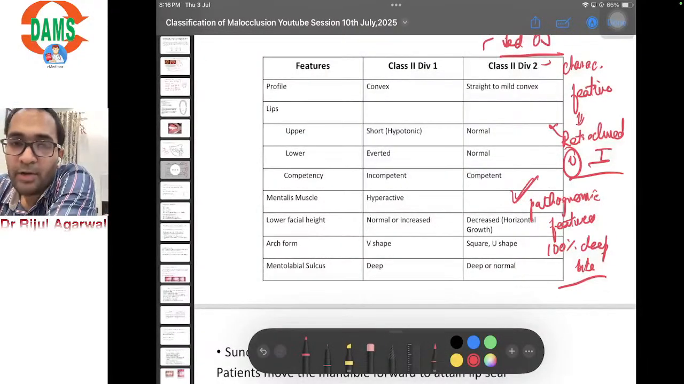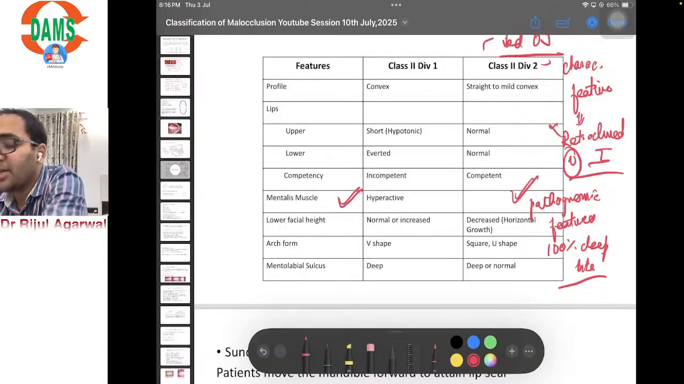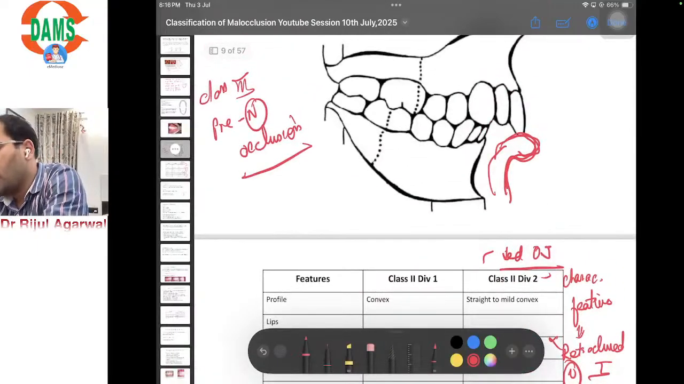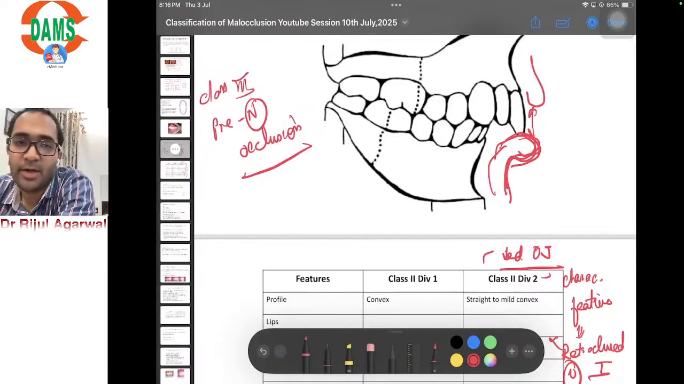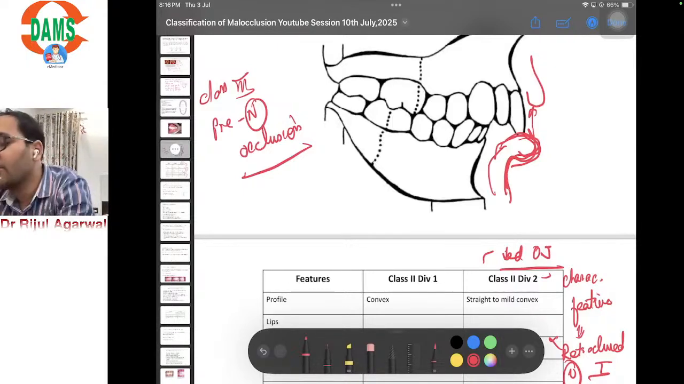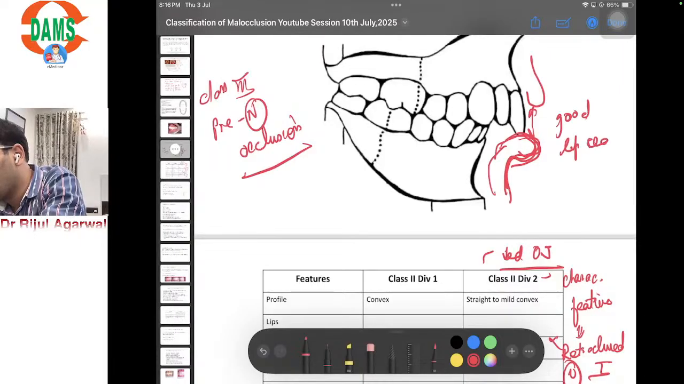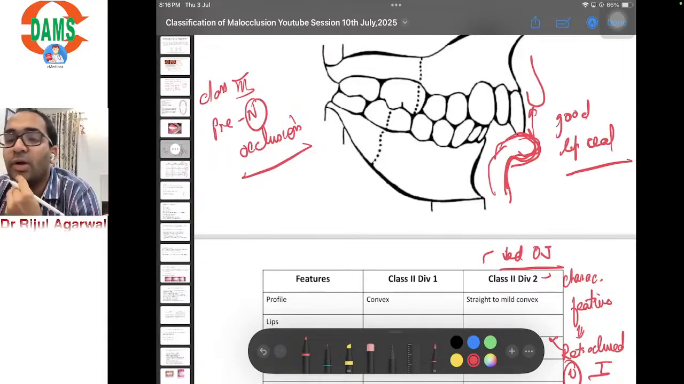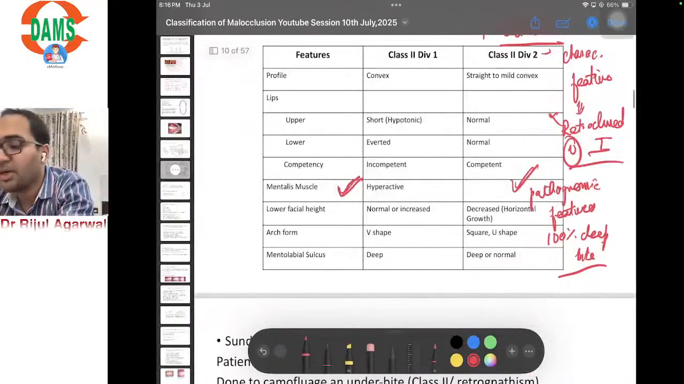Now they are incompetent because of the proclined incisors, and in div 2 it's competent. Now the mentalis muscle is hyperactive in div 1, whereas it is not there in div 2. Why? The upper lip is short, the lower lip is everted, leading to increased interlabial gap. So what will happen? The mentalis muscle is here, so it becomes hyperactive. Hyperactive means increased activity. Why will it have increased activity? To bring about good lip seal. It will try to achieve lip seal. That's why the lower lip or the mentalis muscle becomes hyperactive.